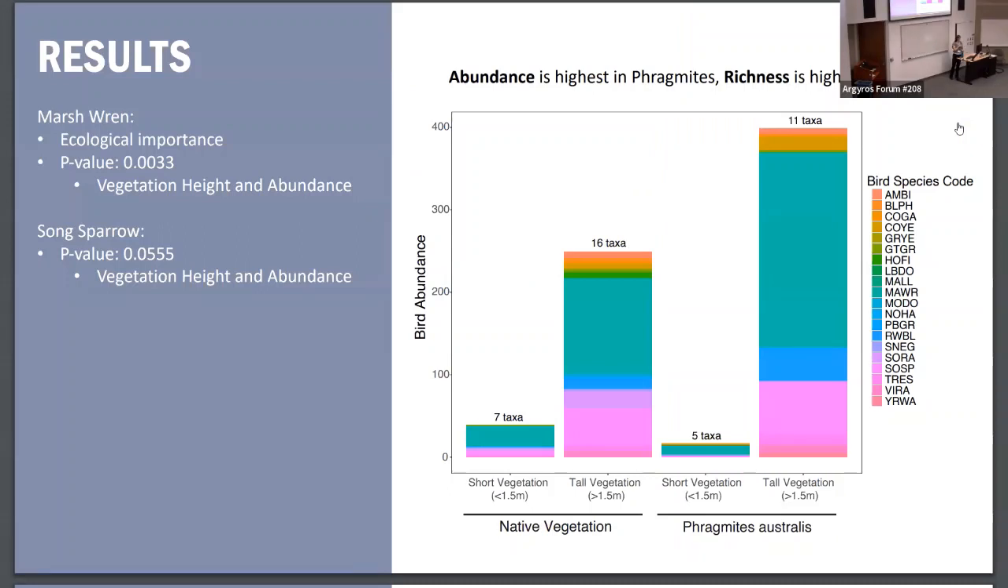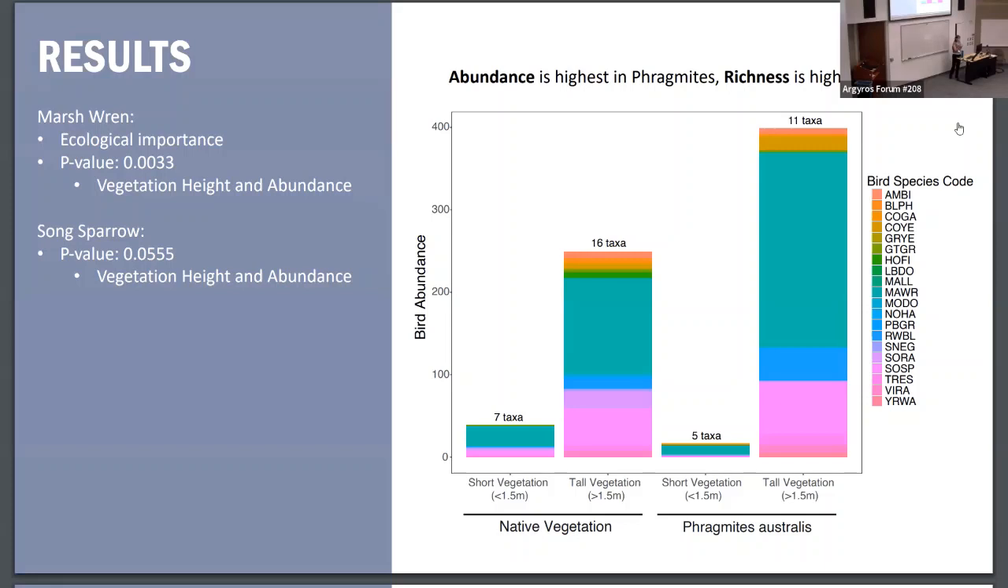The next graph that I have for you shows the relationship between bird abundance and invasive versus native and short versus tall vegetation. What's super interesting about this is that species abundance is actually higher in Phragmites, as you can see, significantly higher, but we have more species richness in the native canopies, with 16 taxa.